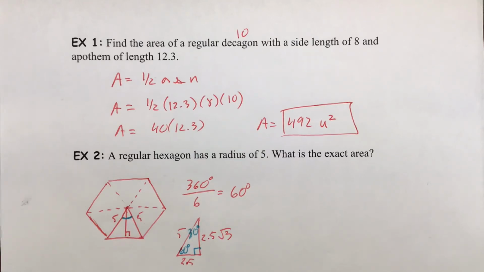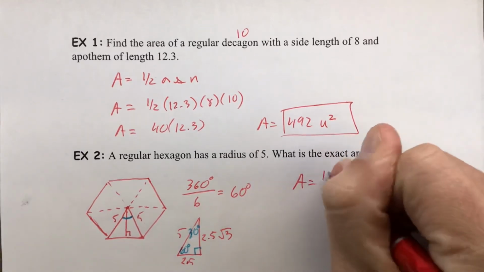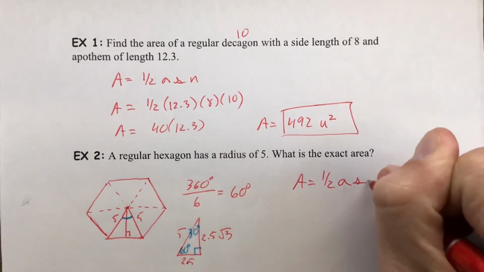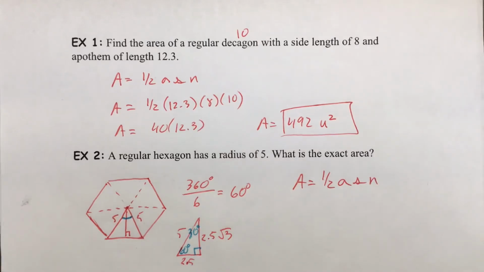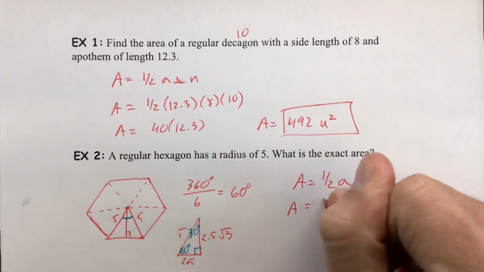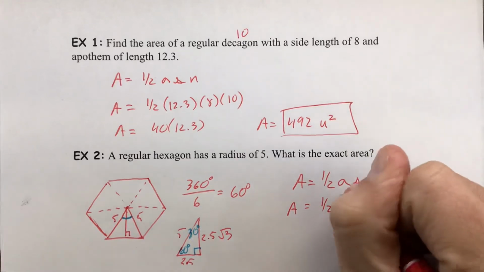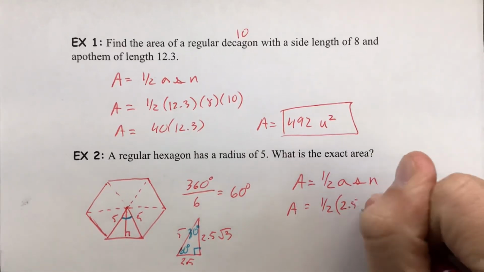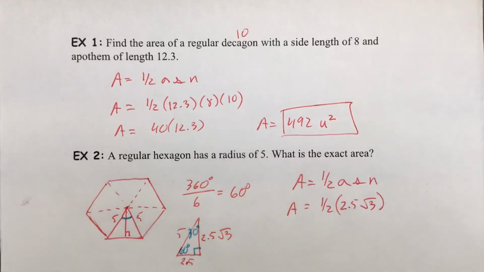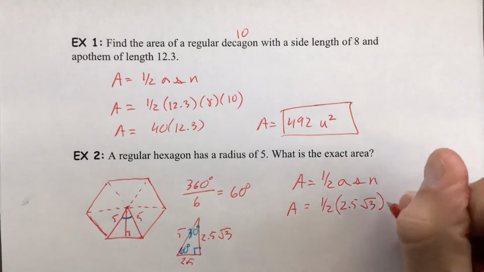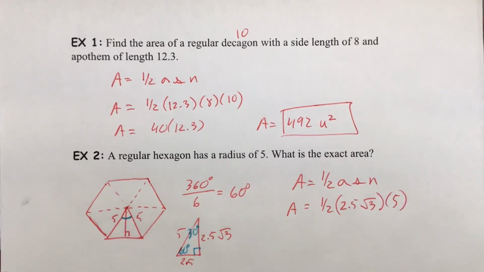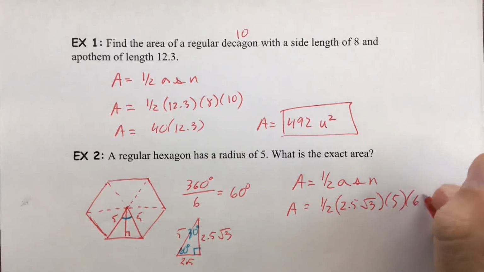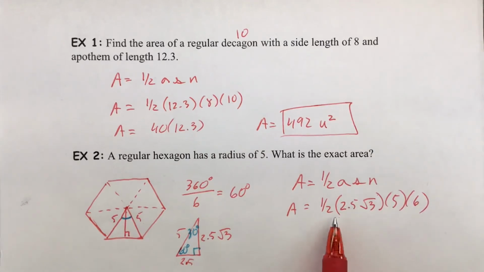Okay, so let's get to the formula for area. That'll be equal to 1/2 the apothem times the side length times the number of sides. 1/2 is 1/2. The apothem is 2.5 times the square root of 3. And remember, we're doing this as exact area, so we're going to keep that as square root 3. The side length is 5. The number of sides is 6. All right, so let's go ahead and start multiplying this together.